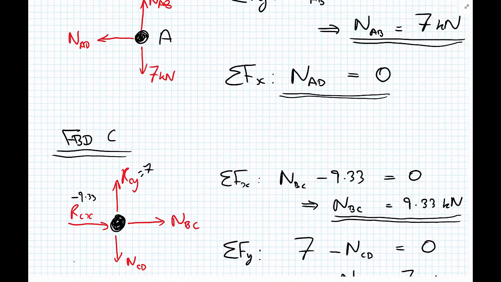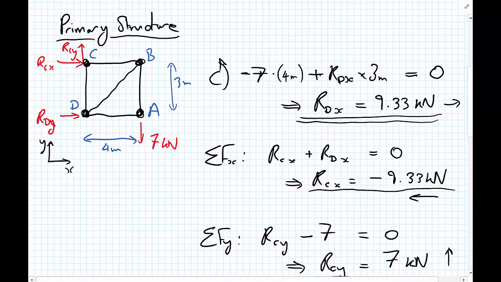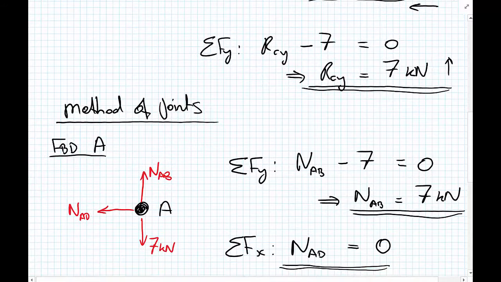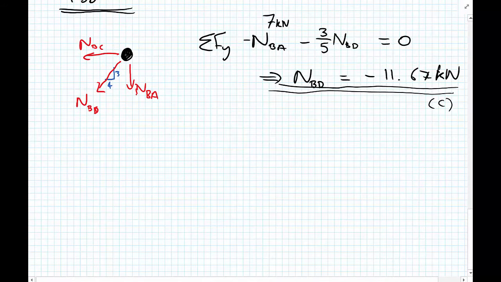Let's remind ourselves, or not the real structure, but the primary structure. So this is the real structure minus the member AC that we've removed. But now we know all of the forces, the internal forces and the reactions which we needed to get there. So with all of these forces considered, we can now consider the redundant structure.